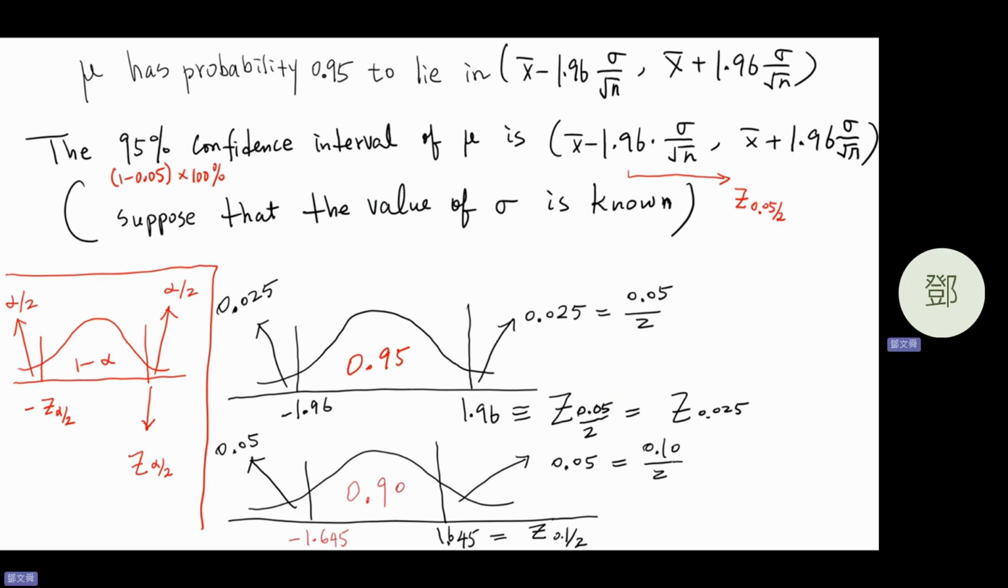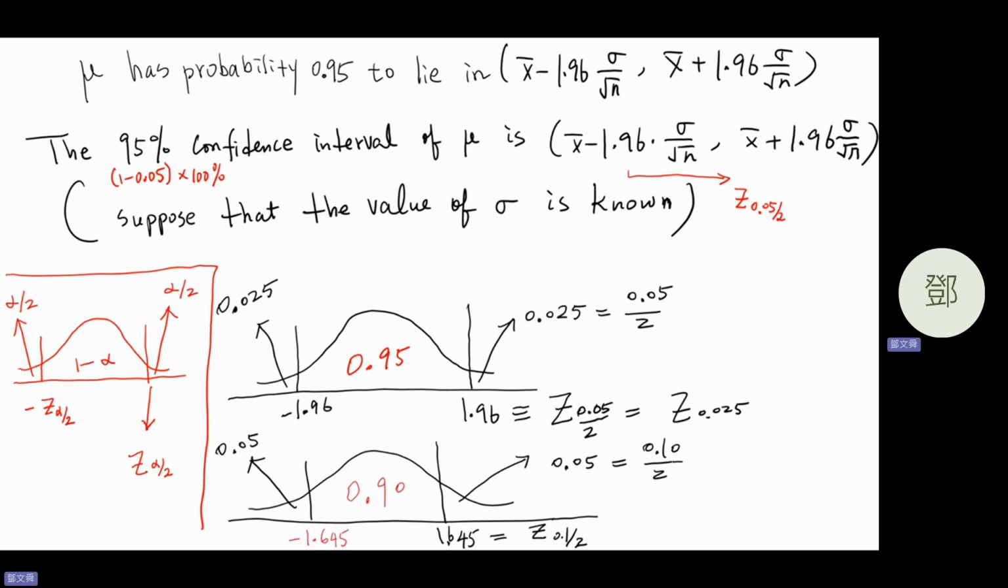But what if it is 90%? If this is 0.90, then the two tails on both sides take 0.10. So the critical value here is 1.645. What is the notation? The notation here is Z sub 0.1 divided by 2.